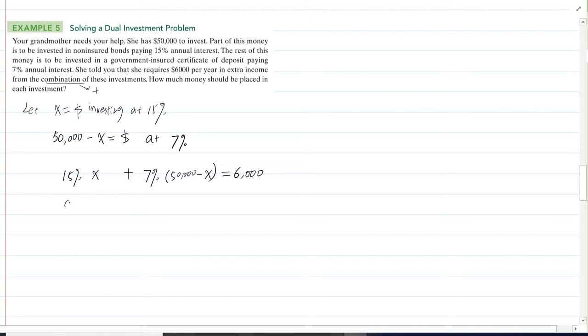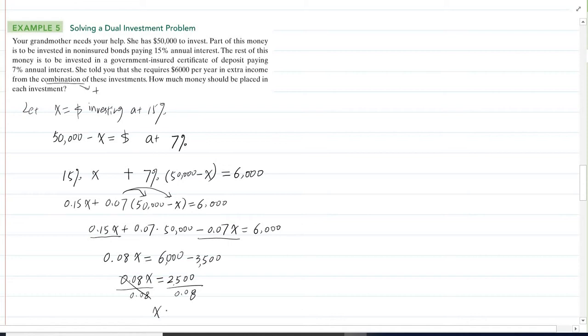Alright, once we have this, we're going to go ahead and solve it. So this is going to be 0.15x plus 0.07 multiplied by (50,000 minus x) equal to $6,000. Once you have this, let's just simplify it really quick, and then you're going to have x equal to $31,250.